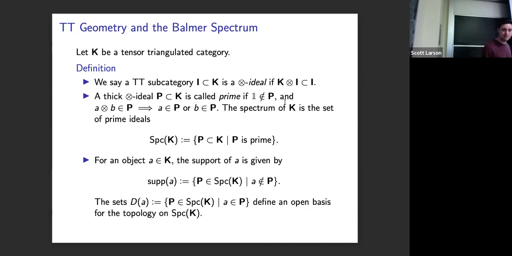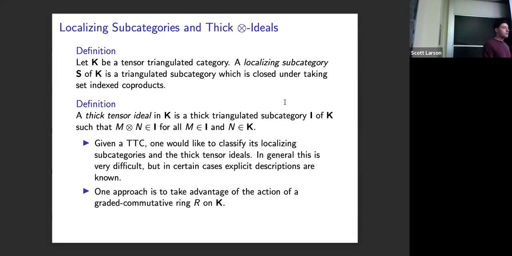All right. So this opens up classification questions. Given a TTC, what are the thick tensor ideals? What are the localizing subcategories? I should say this: a localizing subcategory is a triangulated subcategory which is closed under taking set-indexed coproducts.